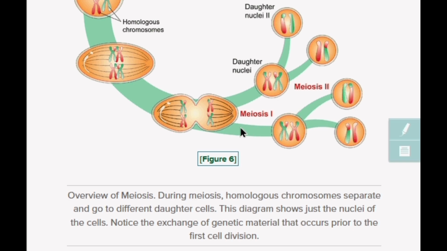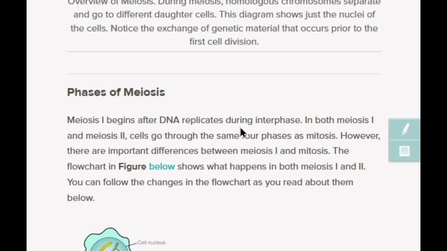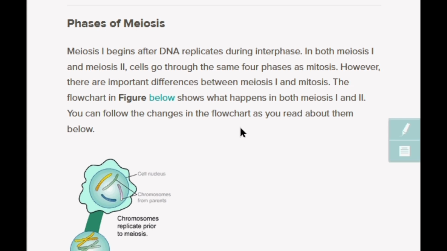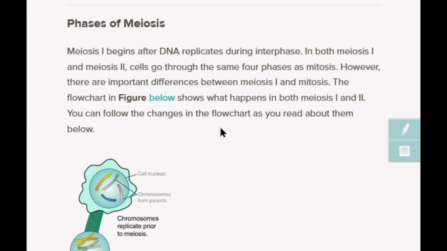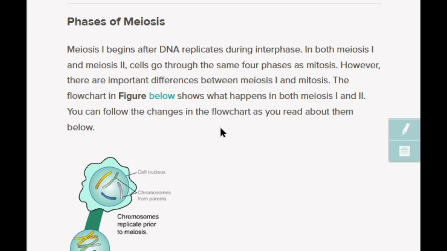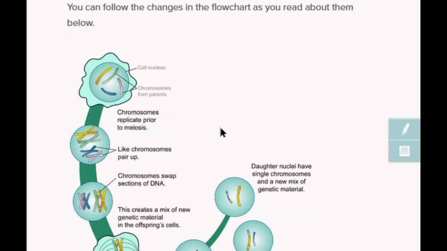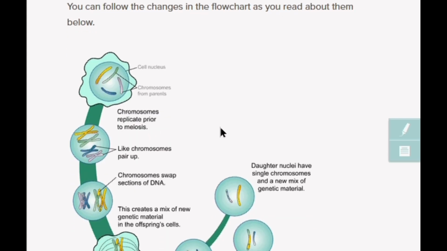Phases of meiosis. Meiosis I begins after DNA replicates during interphase. In both meiosis I and meiosis II, cells go through the same 4 phases as mitosis. However, there are important differences between meiosis I and mitosis. The flowchart in the figure below shows what happens in both meiosis I and II. You can follow the changes in the flowchart as you read about them below.